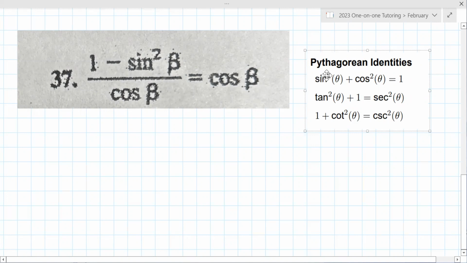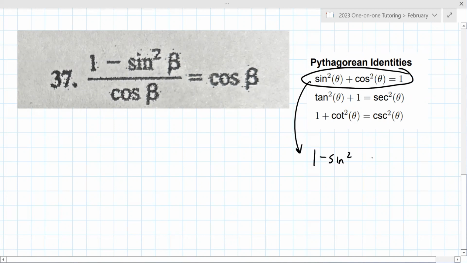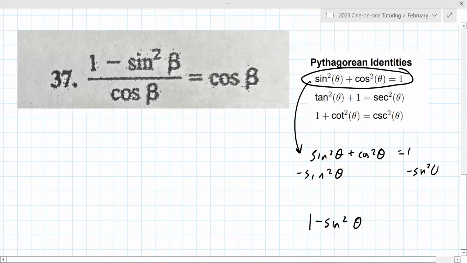Now, notice it's not solved for sine squared. So you have a choice here. You can take that top one and solve it for 1 minus sine squared, by moving the sine squared to the other side of the equation. Let me show you that here. It is sine squared theta plus cosine squared theta equals 1. You're subtracting sine squared theta from both sides. And so 1 minus sine squared theta equals cosine squared theta.